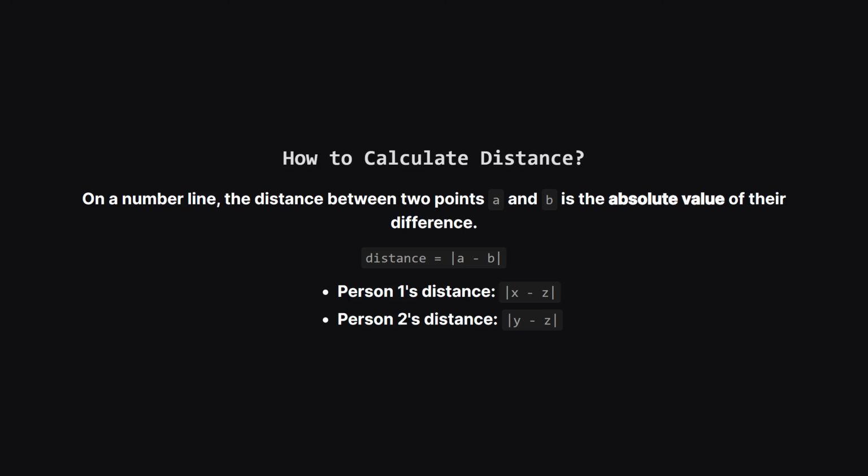So how do we find the distance between 2 points on a line? We use the absolute value. The distance between A and B is just the absolute value of A minus B. This handles cases where one number is larger or smaller, or even if they're negative. So for our problem, person 1's distance is the absolute value of X minus Z, and person 2's is the absolute value of Y minus Z.